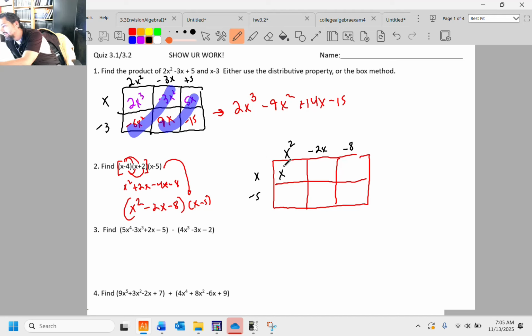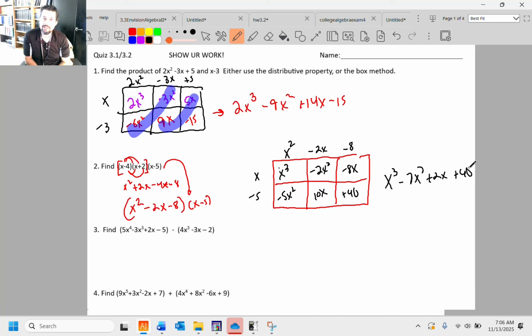X times x being x cubed, x times negative 2x being negative 2x squared, x times negative 8 is negative 8x, negative 5 times x squared is negative 5x squared, negative times negative is positive, don't forget the x on the 10, and then plus 40. And then like terms, we have an x cubed, we have negative 7 of these x squareds, we have 2 of these x's if you put them together, and we have 40. The kids who say I don't understand can't add. Fix that. Fix that.